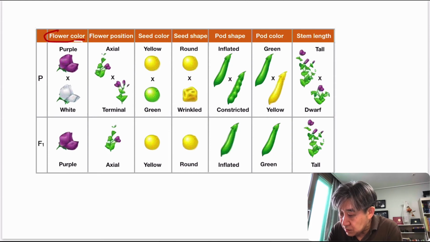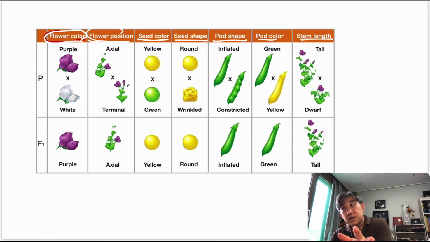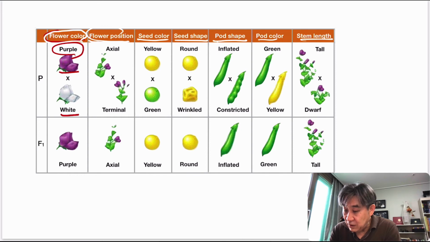One such character is flower color, flower position, seed color, shape, pod shape. So all these are different categories of characters, each of which is determined by different genes. But then, as a diploid organism, the pea also generated two different alternative forms, the purple flower versus a white flower, both of them examples of a trait, right?